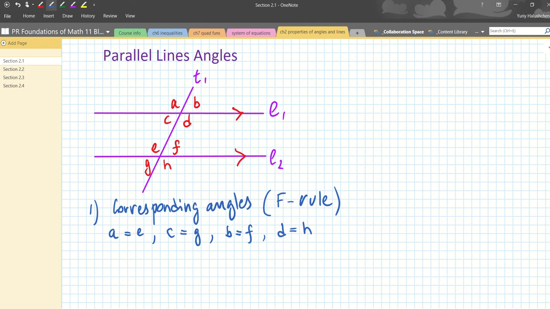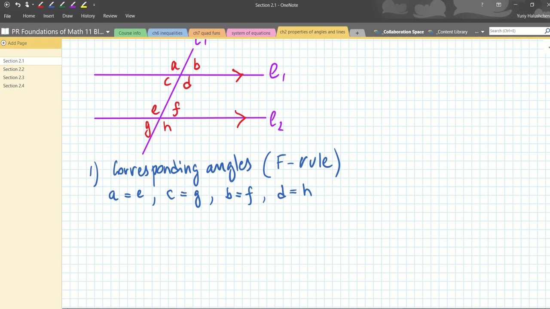Let's take a look at exterior alternate angles. So this means that they're going to be on opposite sides of the transversal line T1. So one is going to be on the left side, the other one is going to be on the right side, but both of them are going to be outside of L1 and outside of L2. So the second definition is exterior alternate angles.